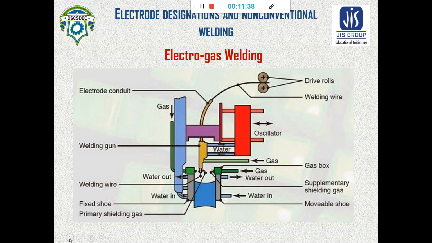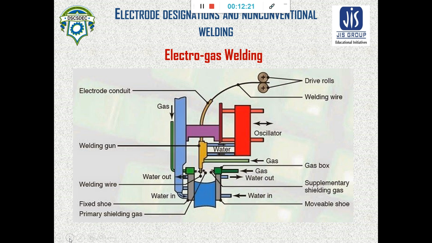See here in this figure, the process schematic diagram of the electro-gas welding process. Here there are some drive rollers. Through the drive rollers, the welding wire is fed through the nozzle or welding gun. In the welding gun there is an oscillator, a hydraulic oscillator, and here a complex setup is there. So it is a gas assisted welding.